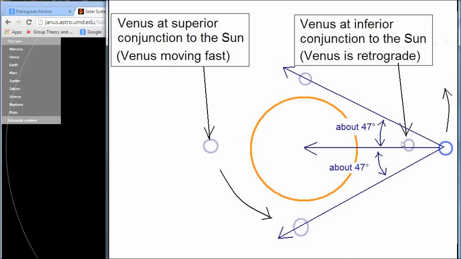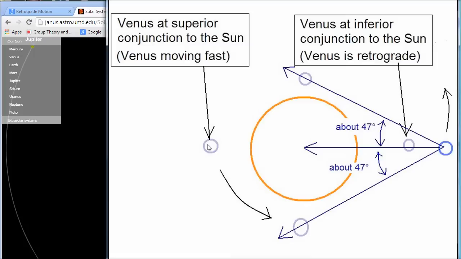And what happens is that when Venus is at inferior conjunction, when it's closer to the Earth, it appears to be going backwards. I'm going to show you an animation that demonstrates this in a moment. But the animation whizzes around real fast, and I want to give you an idea about what's going to happen in the animation first, before we look at it. So when Venus is here, it appears from the Earth's point of view to be going backwards.